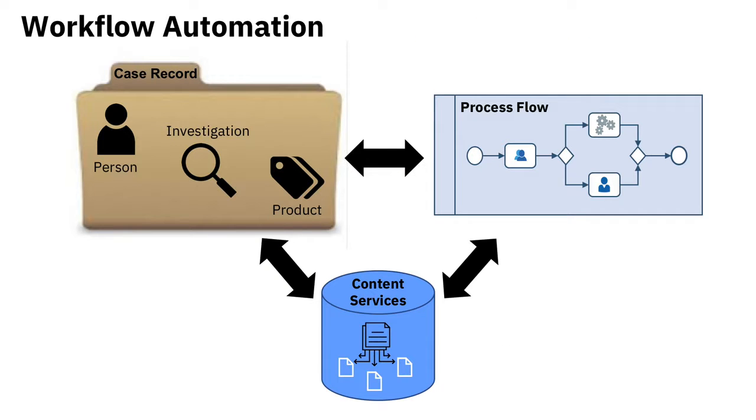Workflow automation includes three key capabilities. 1. Case management, or the data and work associated with a business entity such as a person, investigation, or product. 2. Processes, to orchestrate human and system tasks in a predefined and structured flow. And 3. Content services, to store, manage, govern, and secure structured and unstructured content, such as documents.